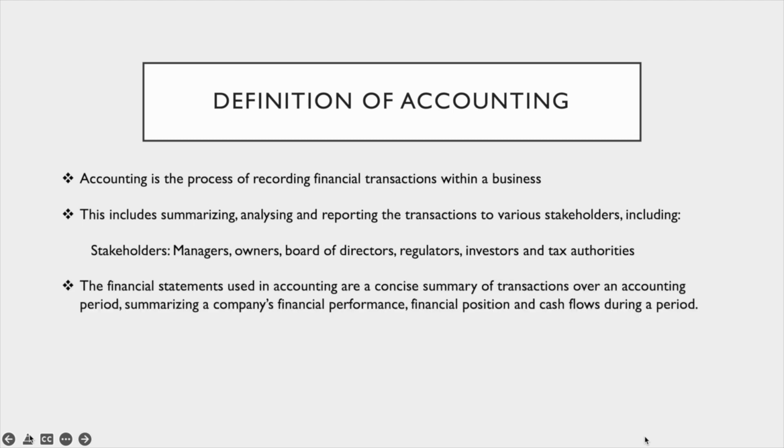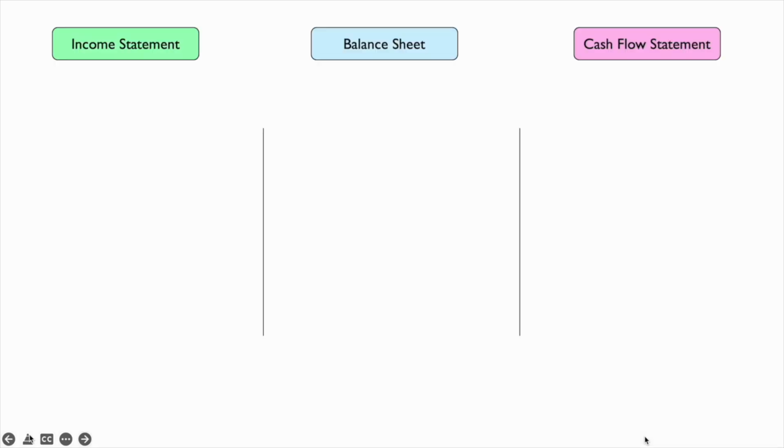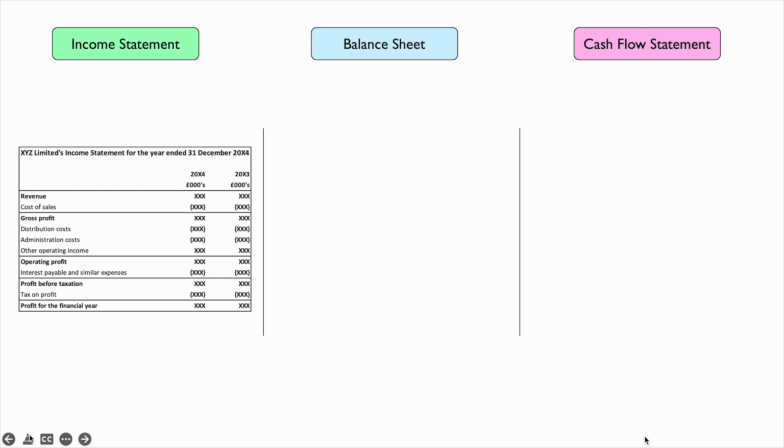The financial statements used in accounting are a concise summary of transactions over an accounting period, summarising a company's financial performance, position, and also cash flows during that period. So in terms of the three primary statements, there is an income statement, a balance sheet, and a cash flow statement. They are the three primary statements comprising the financial statements. So the first one is the income statement. An indicative income statement may look something like this. An income statement records a company's revenues less their expenses to give a profit or loss over an accounting period.